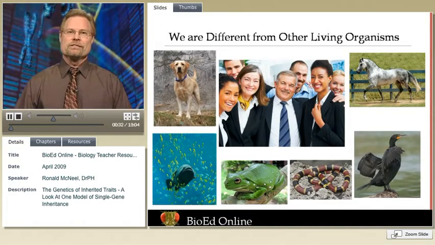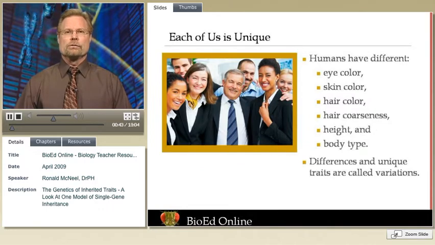The human species. We all share certain characteristics that identify us as humans, characteristics that make us different from other living organisms. But look a little closer. Although humans have similar characteristics, or traits, we also possess traits that make each of us unique. These unique traits include such things as different eye color, skin color, hair coarseness, height, and body type. Our differences in appearance, along with other unique traits, are called variations.